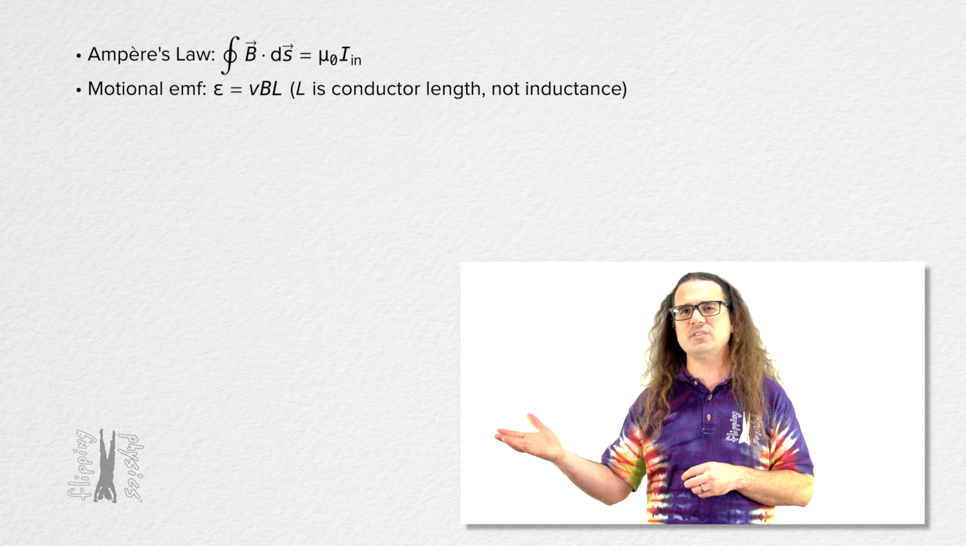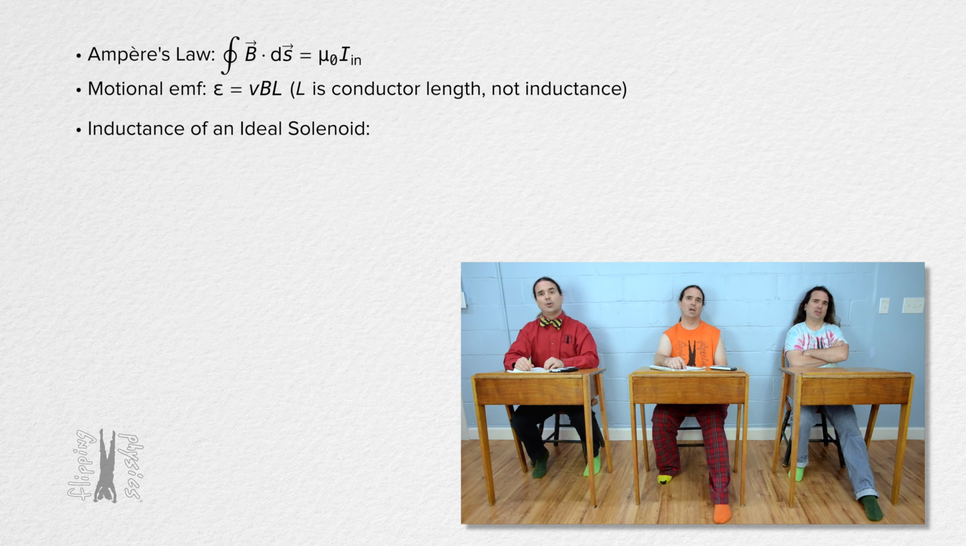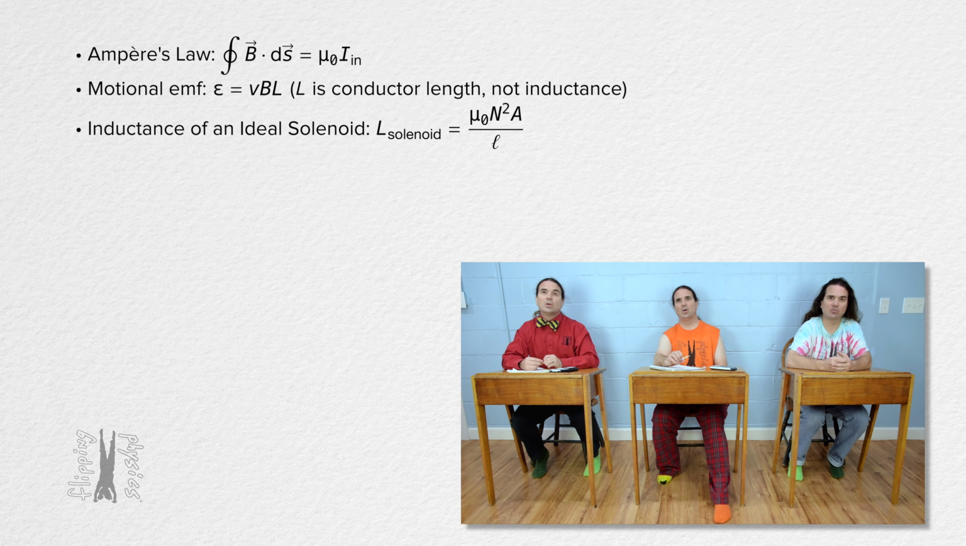But what is the equation for the inductance of an ideal solenoid? The inductance of an ideal solenoid equals mu naught, the magnetic permeability of free space, times the square of capital N, the number of turns in the solenoid, times capital A, the cross-sectional area of the solenoid, all over curly L, the length of the solenoid.